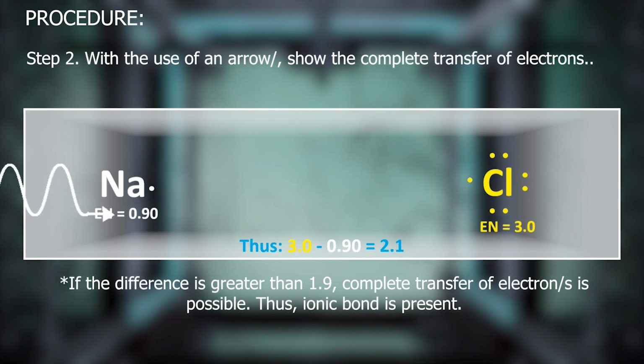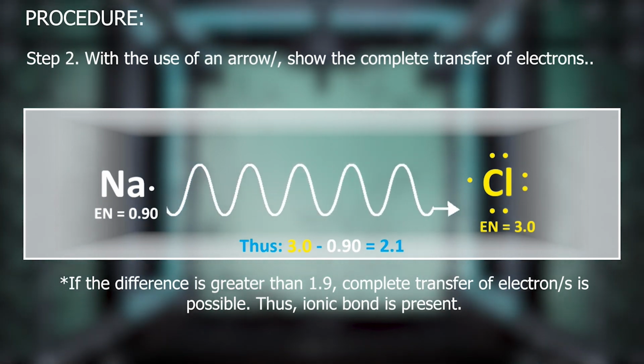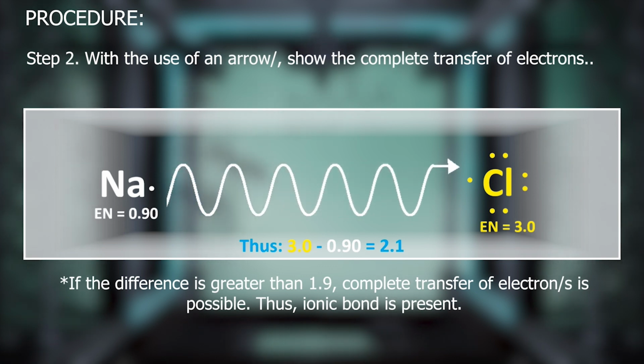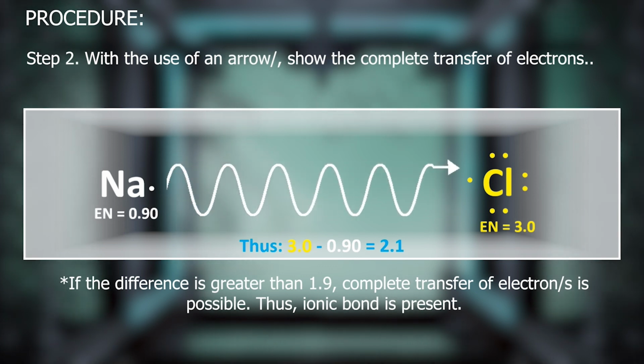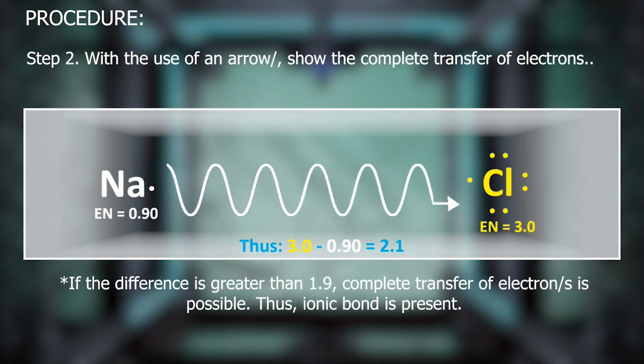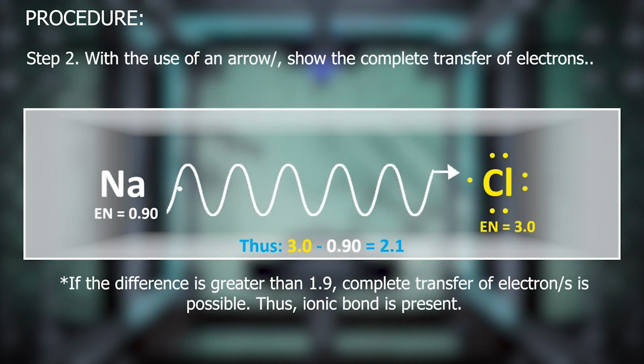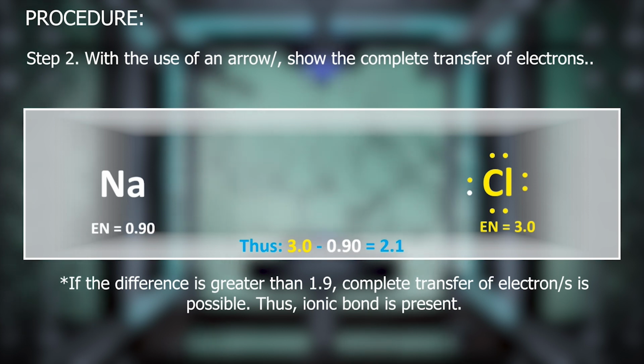Step 2. With the use of an arrow, show the complete transfer of electrons. In our example of sodium chloride, sodium has 1 valence electron while chlorine has 7. Sodium tends to transfer its valence electron to chlorine, forming a compound of NaCl or sodium chloride by ionic bond.